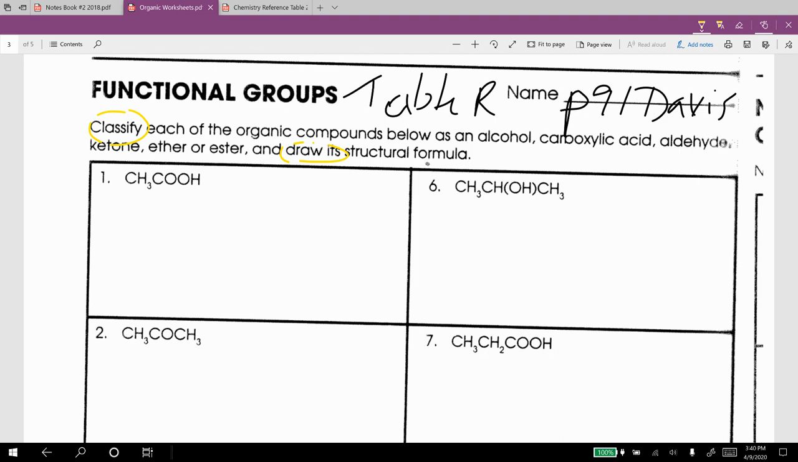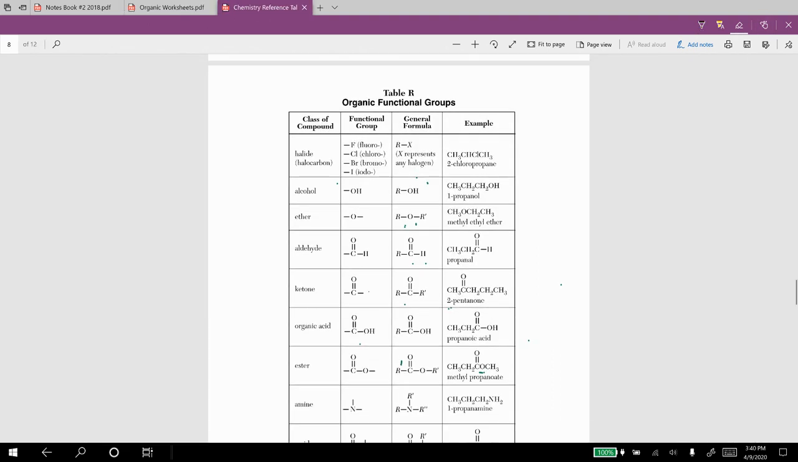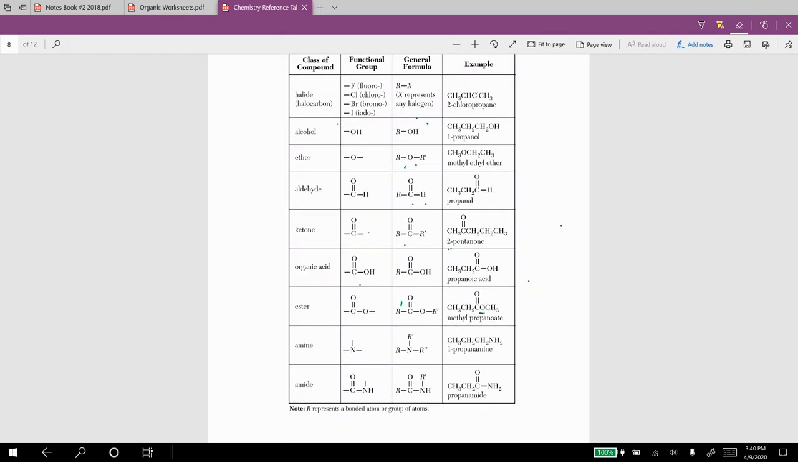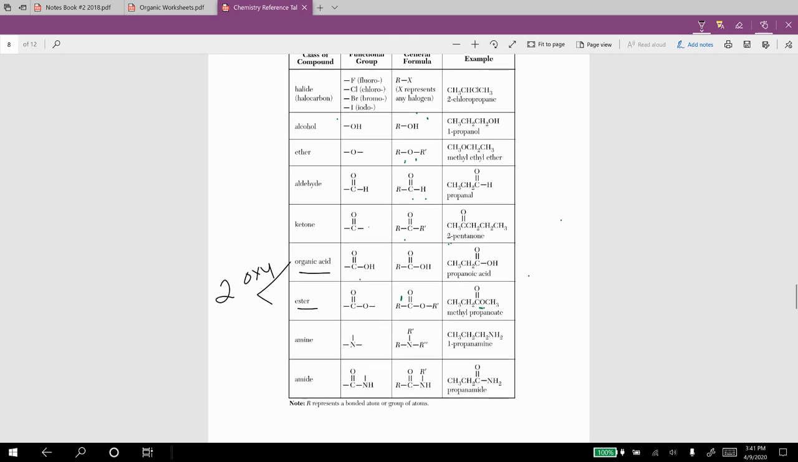So what I'm looking at is a few key things going on here. The first thing I like to do, and the easiest thing, is find the number of oxygens. In this molecule, I have 2 oxygens. So I'm going to go to my reference table, and according to Table R, I'm just going to choose whichever ones have 2 oxygens. The only ones that have 2 oxygens are the organic acid and the ester. So I'm just going to write that here: 2 oxygens.